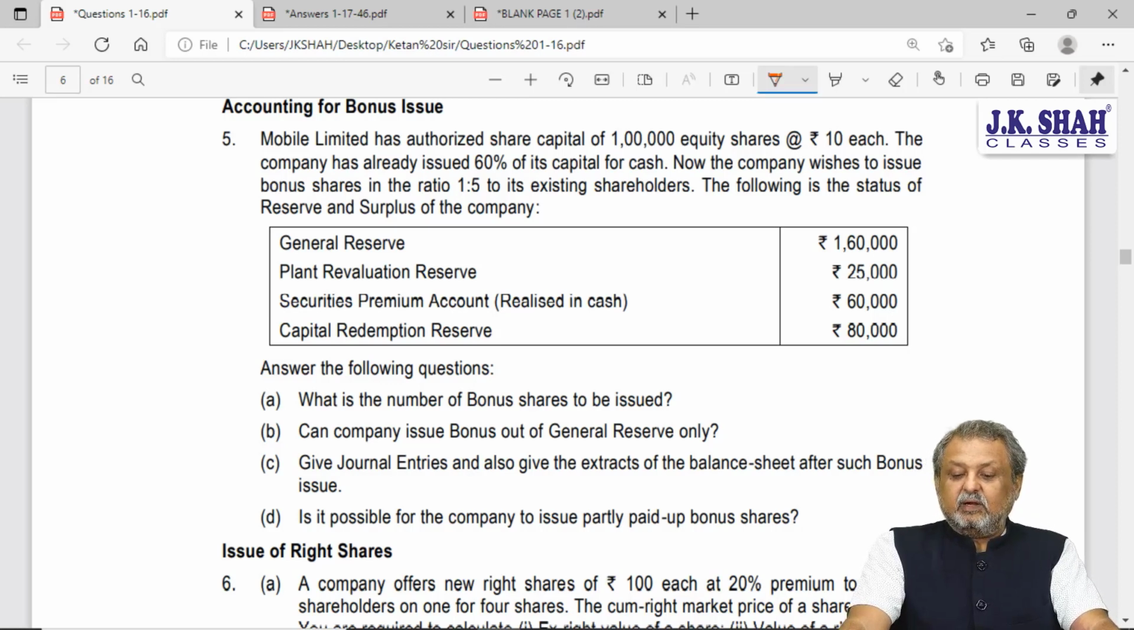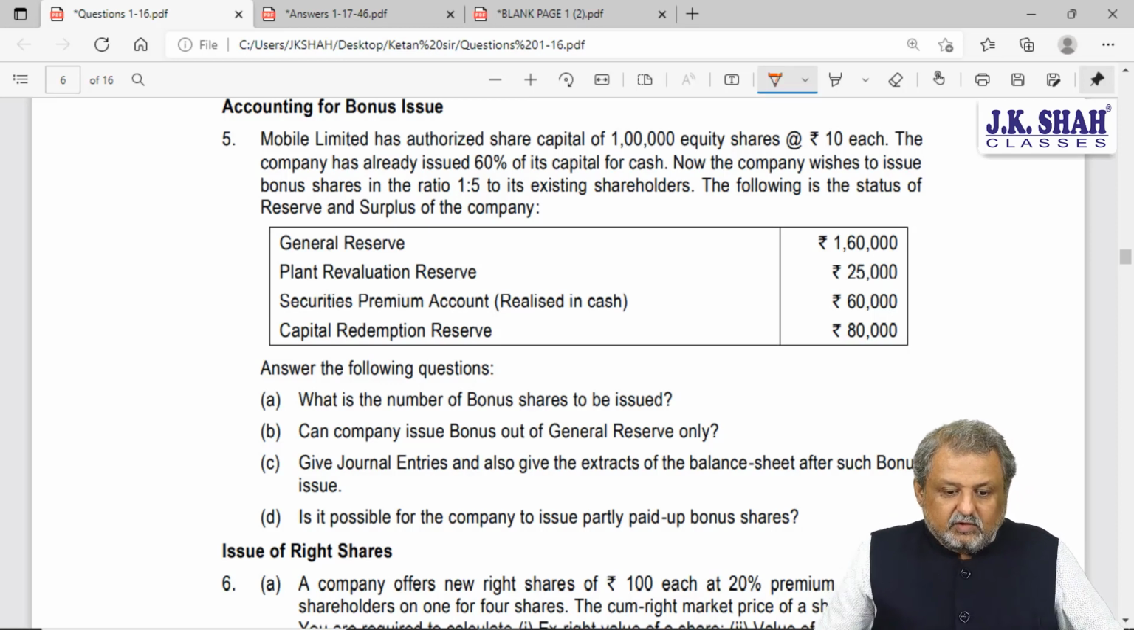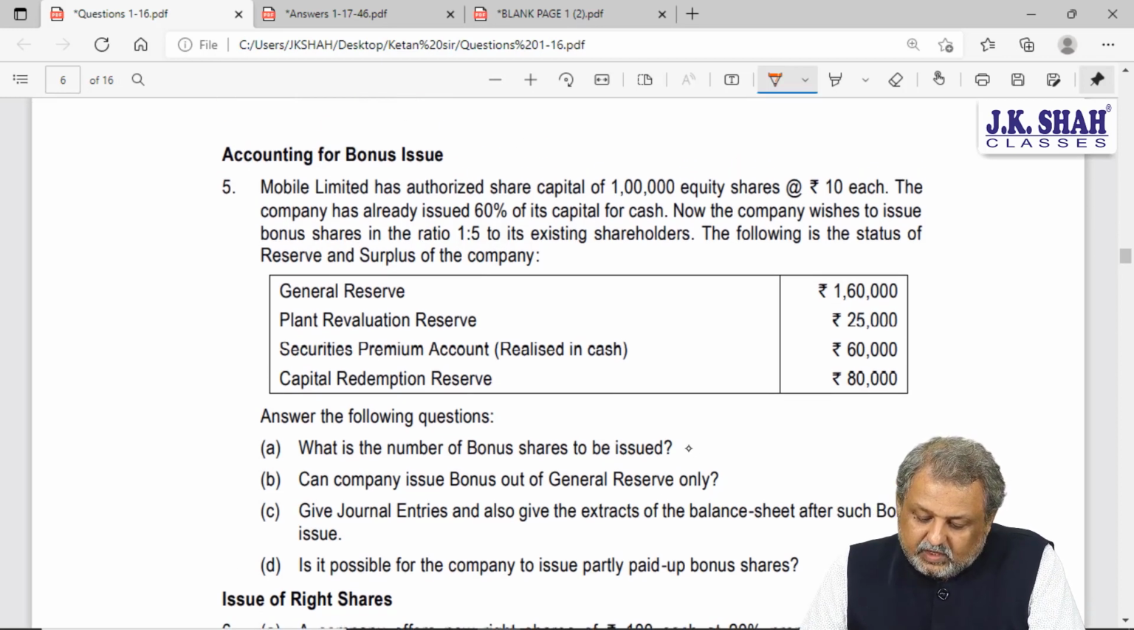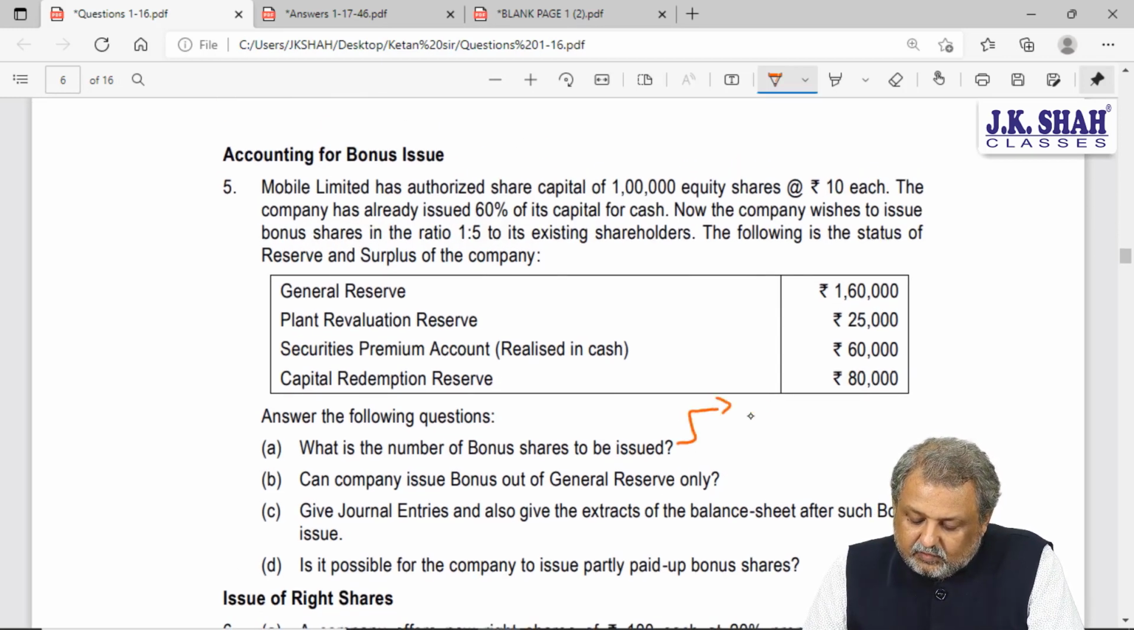CRR, capital redemption reserve, is created for the purpose of issuing the bonus shares only. So what is the number of bonus shares to be issued? Now they have given us the ratio. The ratio given is 5:1. So if 5 held, then 1 bonus.